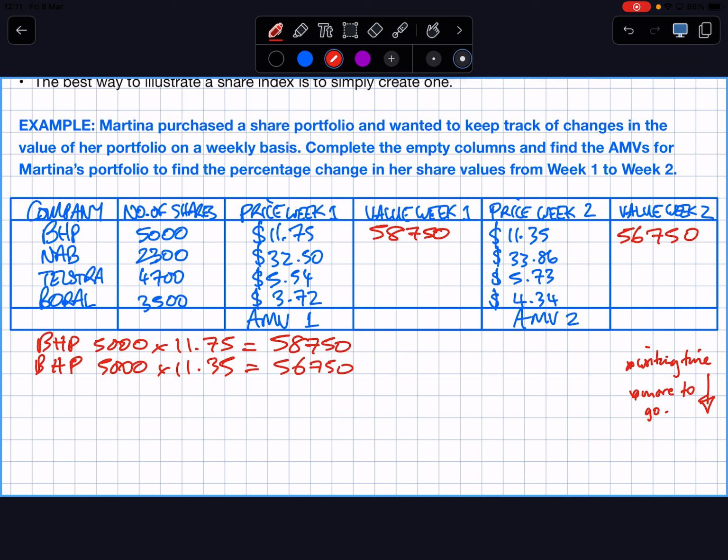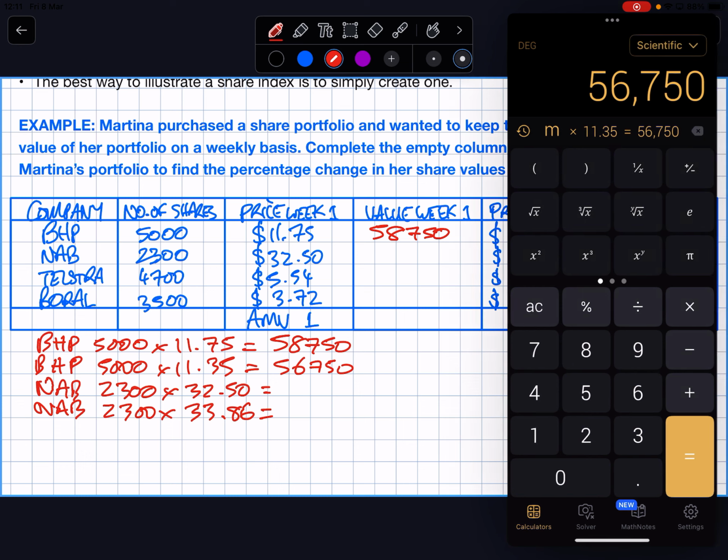All right, someone other than that student, can you help me out with filling out NAB? What numbers would I times together to get NAB's value in week 1? Yes? 2,300 times 32.50. Yep. What would I times together to get the value in week 2? And then I'll actually do it. 2,300 times by 33.86. Good. So NAB went up by a little bit. So I'll work those out and you can copy along.